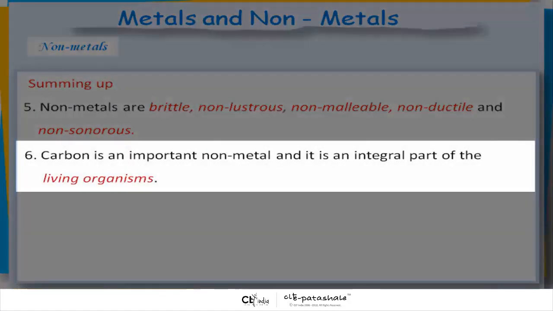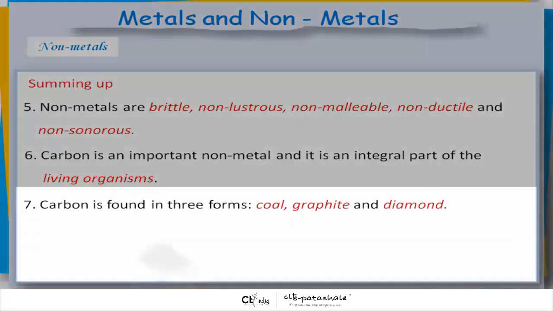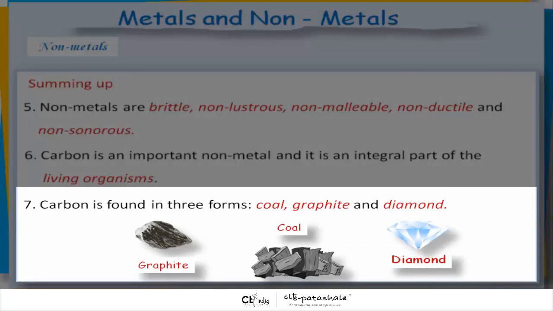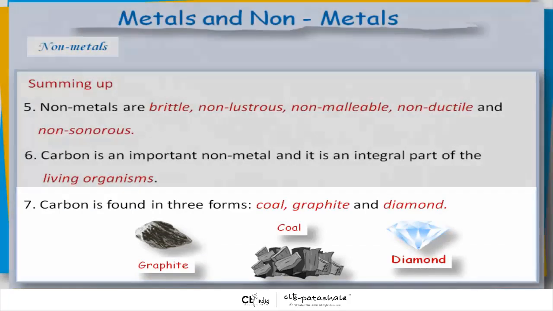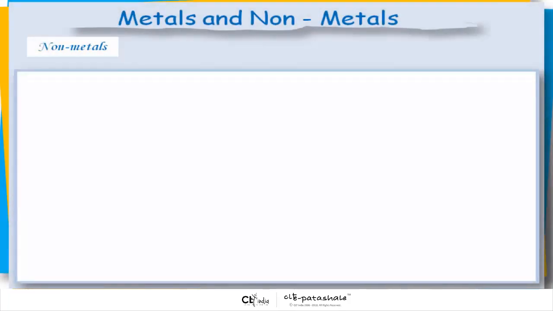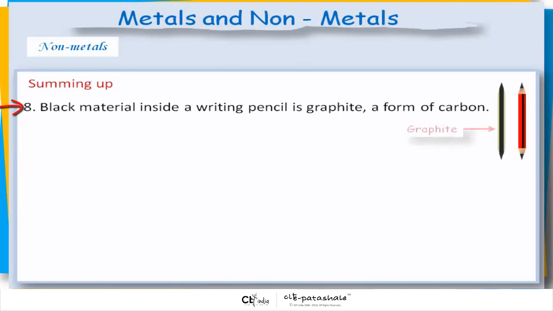Carbon is an important non-metal and it is an integral part of the living organism. Carbon is found in three forms, that is coal, graphite and diamond. So the black material inside a writing pencil is graphite, a form of carbon.